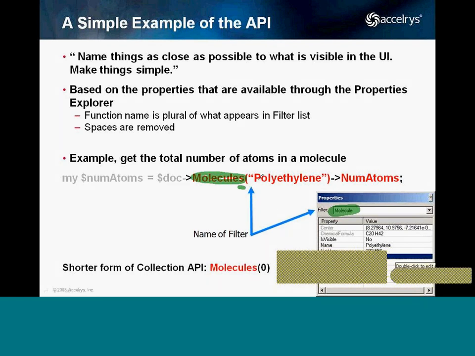Once I've done that, I can then identify the molecule that I'm interested in by its name. So you can see here the name is polyethylene, and this maps back to the name down here in our Properties Explorer. And so already you can see that you can flip between the XSD and the script document, and you can very easily work out a way of generating the script API that you need.